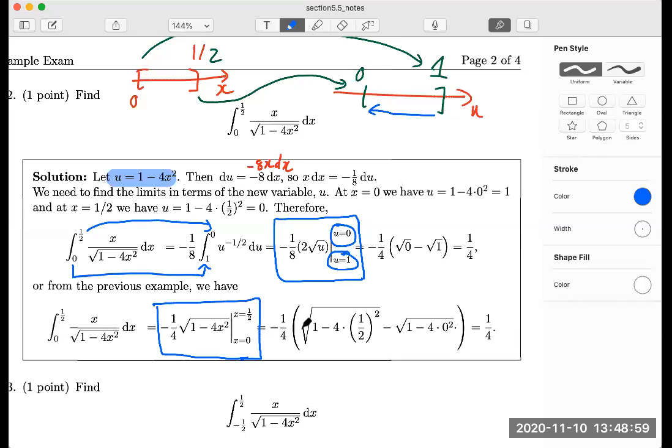But x will run from 0 to 1/2. Okay? Yes, as you can see, x runs from 0 to 1/2. Then we substitute the value of them here. It will be negative 1/4 multiplied with a difference of square root of 1 minus 4 times 1/2 squared minus square root of this guy. This gives us the same result. Okay. It's a very good question. Thank you, Gary.